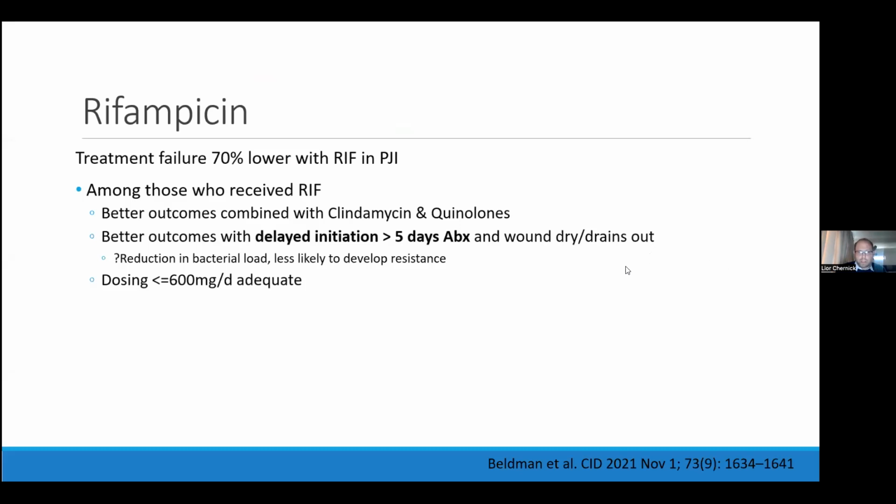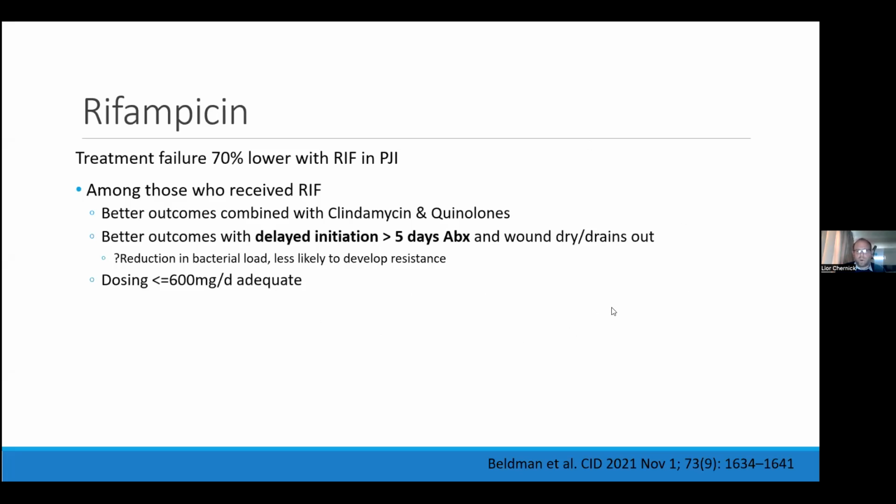And this may be related, it's theorized in the paper, to a reduction in bacterial load and perhaps being less likely to develop resistance, because rifampicin, as we know, has quite a low barrier to developing resistance. Staph has quite a low barrier to developing resistance to rifampicin. And there were varying dosing regimens, 450, 600, in some cases higher doses, and less than 600 milligrams was more than adequate. So conventional doses, as we know, from TB therapy and the like.